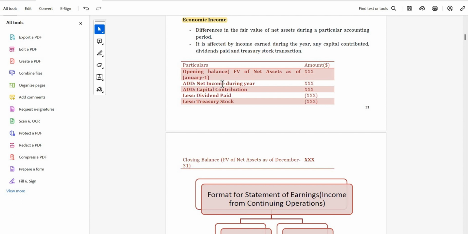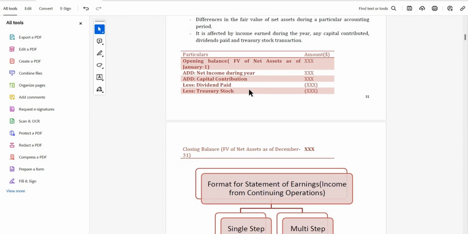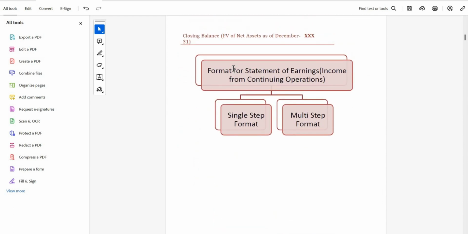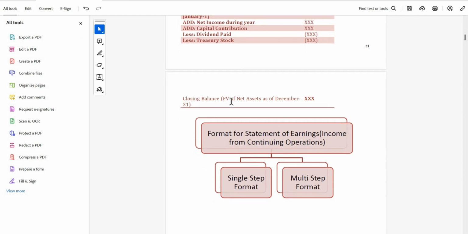Then we need to add net income during the year, add capital contribution by the owners, less dividend paid, less treasury stock. Treasury stock is also a part of the owner's stock, so we need to deduct the treasury stock. So its opening balance will be the fair value of the net asset, add net income, add capital contribution, less dividend, less treasury stock. Then we will have the closing balance.